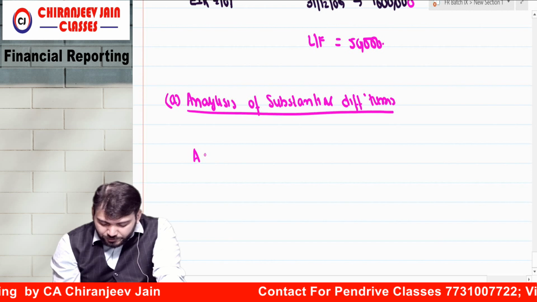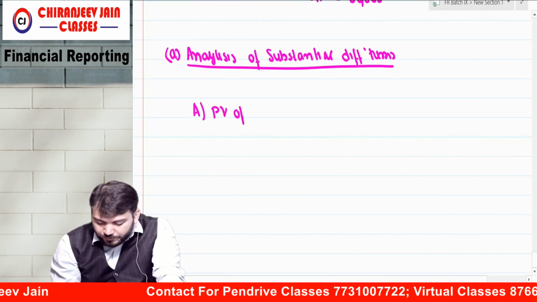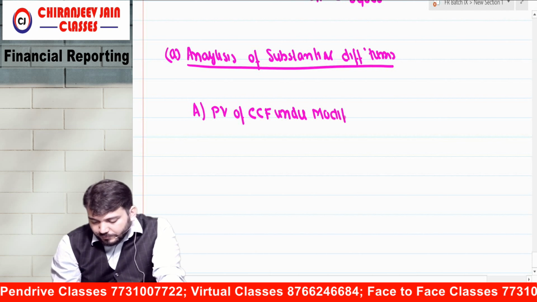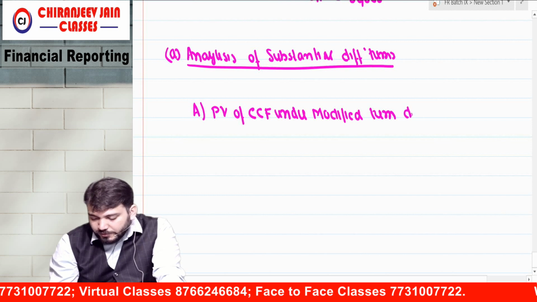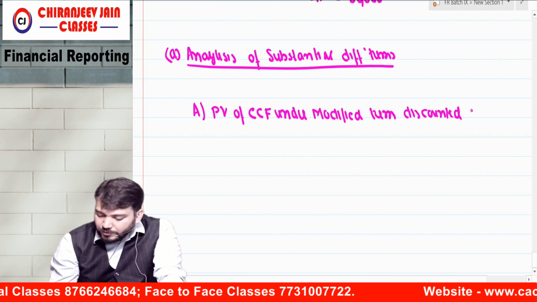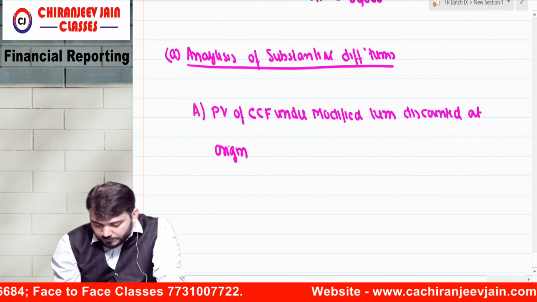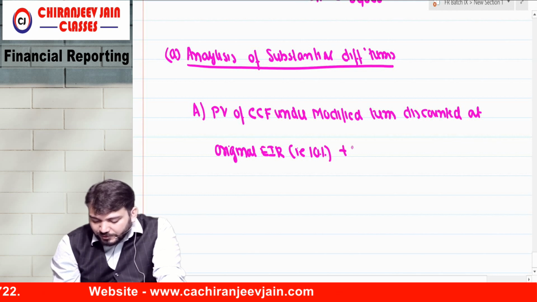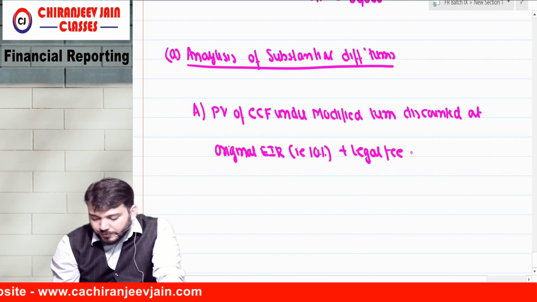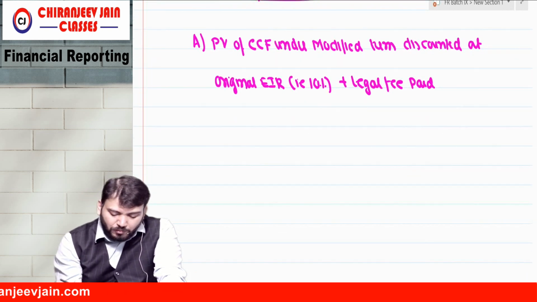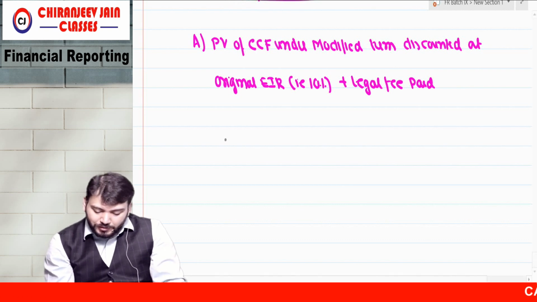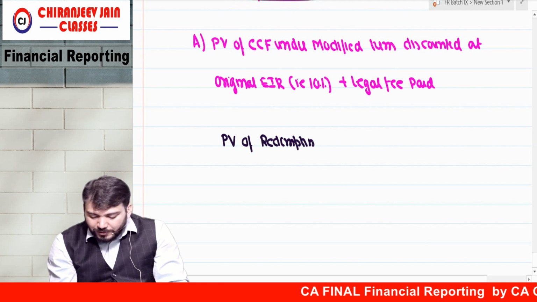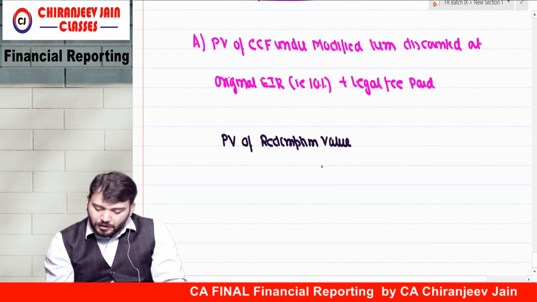Go A. A is equal to what? Present value of contractual cash flow under modified terms, discounted at original EIR, that is 10%, plus legal fee paid. So there is only one cash flow, that is 16 lakh after 5 years. So we'll find out present value of redemption value after 5 years.